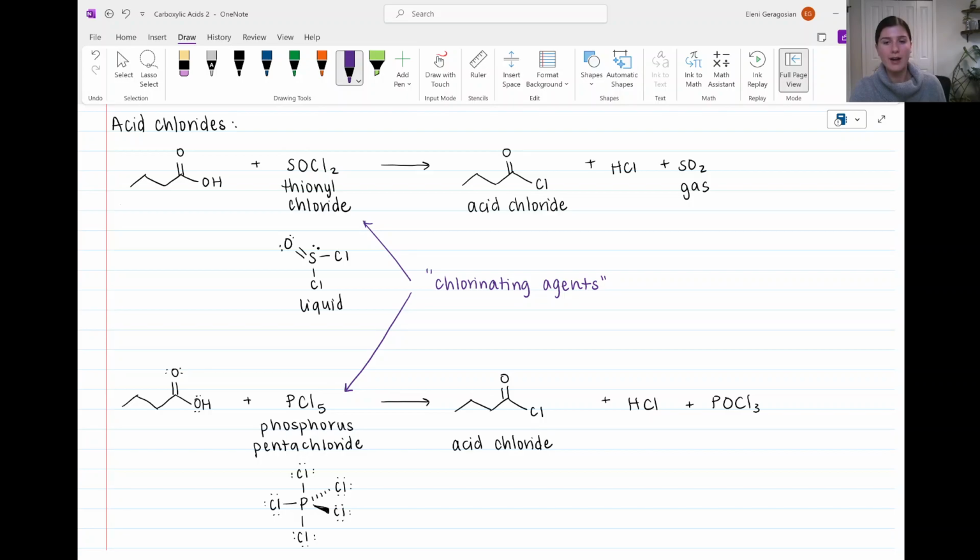So they provide a chlorine to other molecules. So if the other molecule is a carboxylic acid, then the product will be an acid chloride. These reagents, thionyl chloride and phosphorus pentachloride, can chlorinate other molecules. They can provide a chlorine to other molecules. For our unit, we're focused on carboxylic acids, so we just need to remember that thionyl chloride and phosphorus pentachloride will produce an acid chloride molecule.